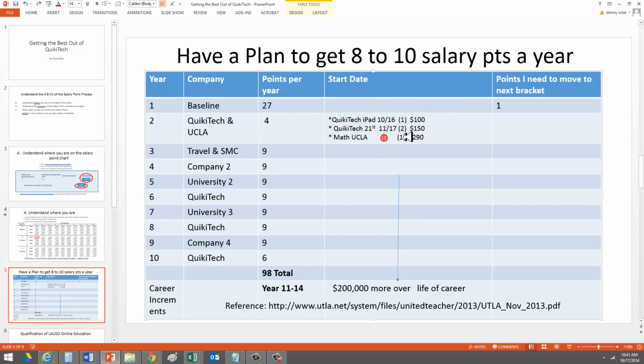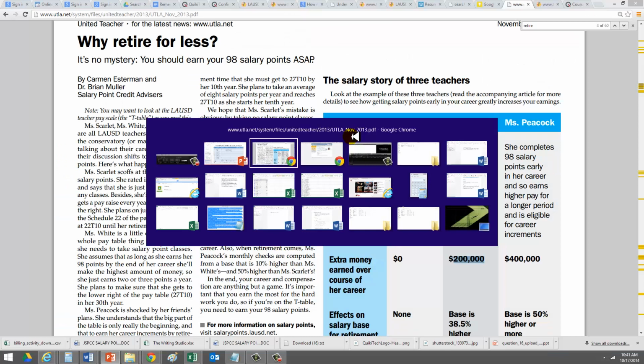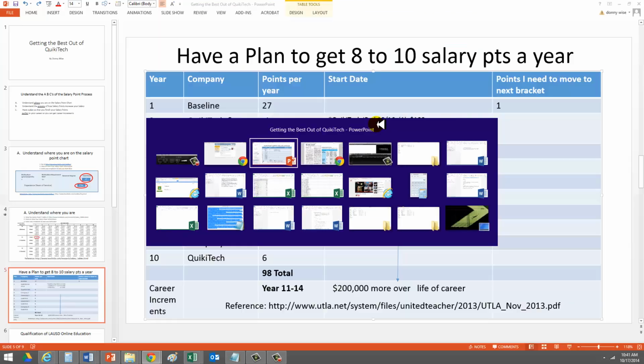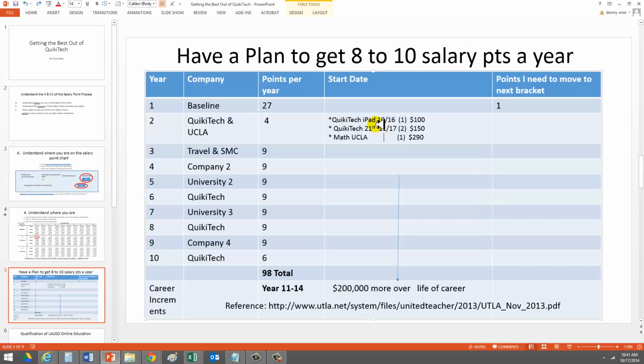And you know what? I want to take one more course. And how about I take the Math Early Childhood Education UCLA course? And so you walk over to the UCLA website and you look and you see, okay, for $290, they have this early childhood education course that I'd like to take. Go ahead and call the district, make sure you can take it, and that will give you another salary point. Now, of course, you have to drive to the Westwood UCLA area 5 times in order to finish the course, and it's a little bit more pricey, but it's worth it to get your points.